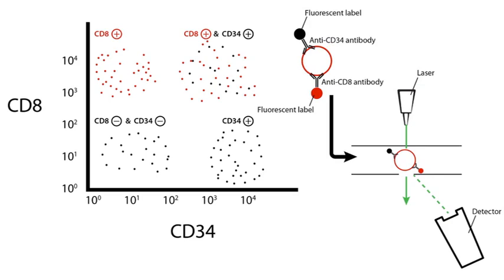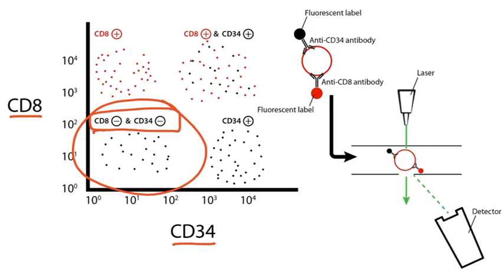On the x-axis, we can see the number of CD34 positive cells, and on the y-axis, we can see the number of CD8 positive cells. Notice that in this quadrant right here, there are relatively few cells that contain both CD8 and CD34. So this is considered to be the CD8 negative and CD34 negative quadrant.